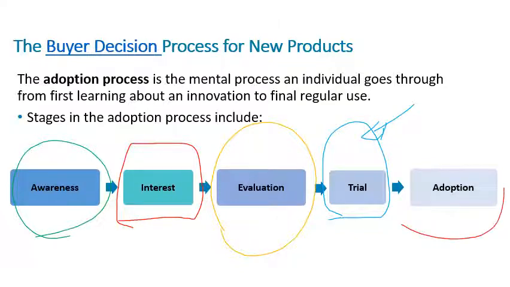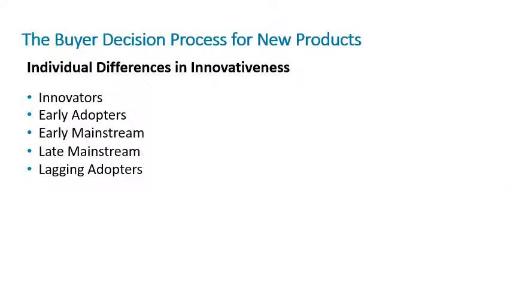And finally, after you've made your evaluation based on your criteria, maybe helped by trial, you go ahead and make a decision as to whether to adopt the product, meaning buy the product or not. Not all customers are the same when it comes down to buying new products, and what we're going to do is talk about 5 different groups of customers. We're going to talk about innovators. We're going to talk about early adopters. We're going to talk about mainstream customers, and those are going to be divided between early and late mainstream. And finally, we're going to discuss lagging adopters, or laggards.